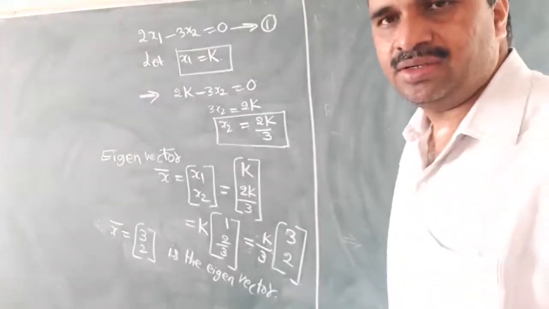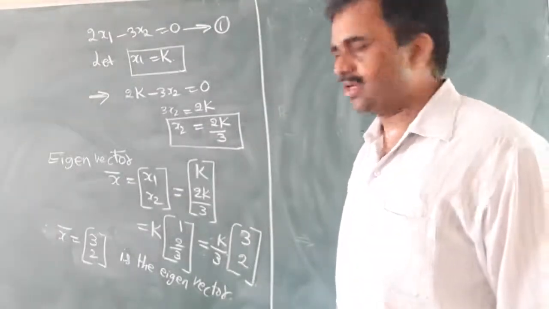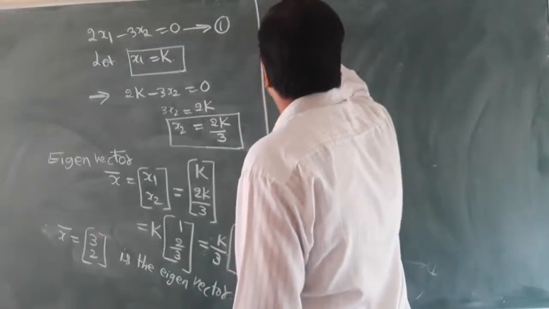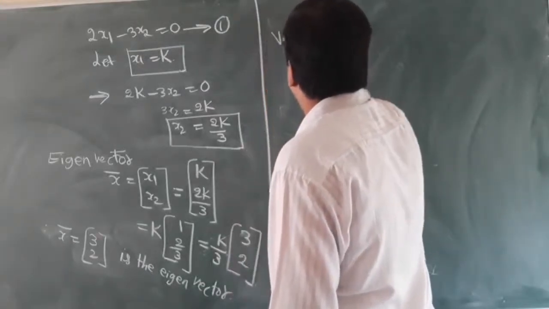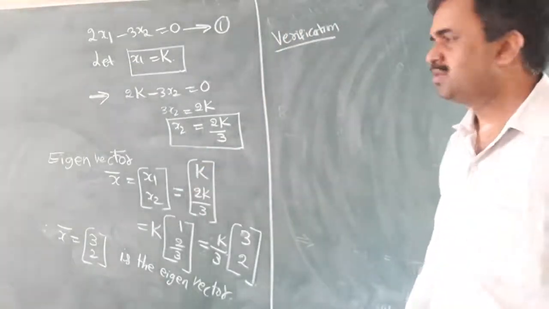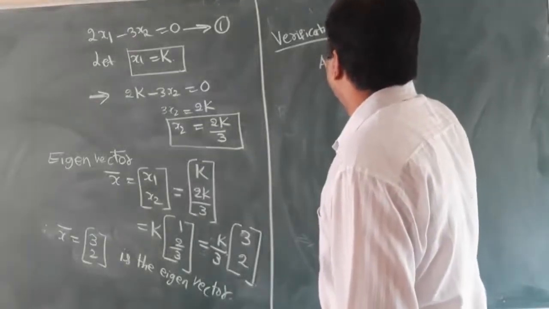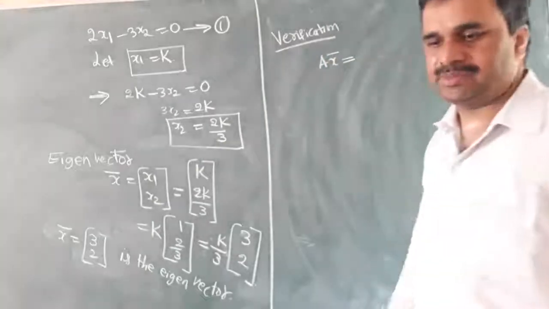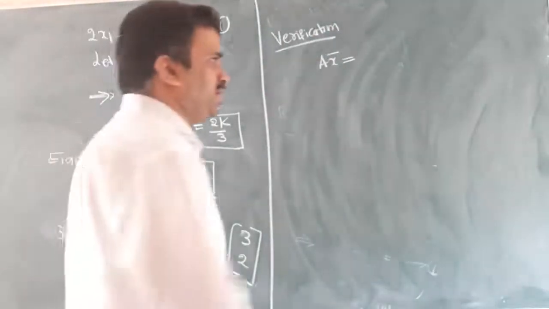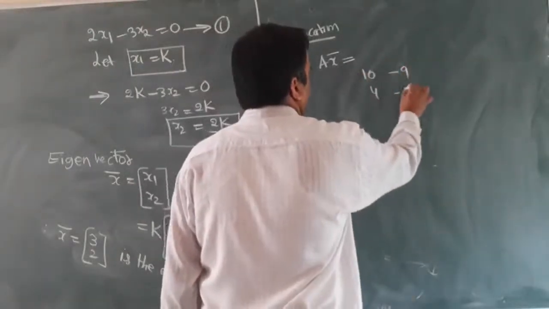If you still want to verify, you can verify it also. I will do the verification. Come on. We got the eigenvector; we'll check whether it is correct or wrong. What is the condition? Consider A x bar equal to lambda x bar. Already we have matrix A in the question: 10, minus 9, 4, minus 2.